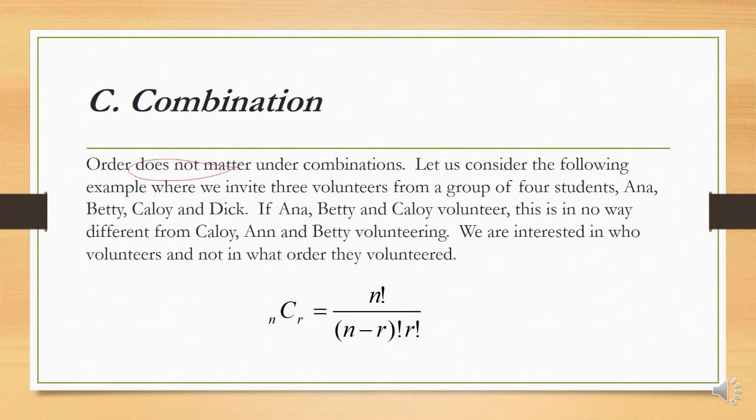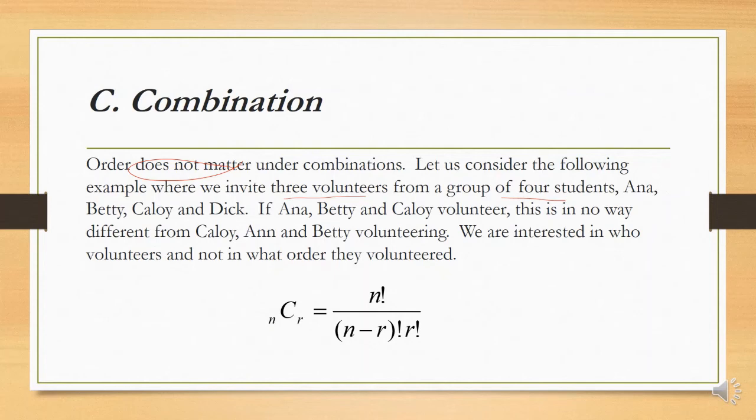Okay? So, example, let us consider the following example where we invite 3 volunteers from a group of 4 students, Anna, Betty, Kaloy, and Dick. If Anna, Betty, and Kaloy volunteer, this is in no way different from Kaloy, Ann, and Betty volunteering. We are interested in who volunteers and not in what order they volunteer.